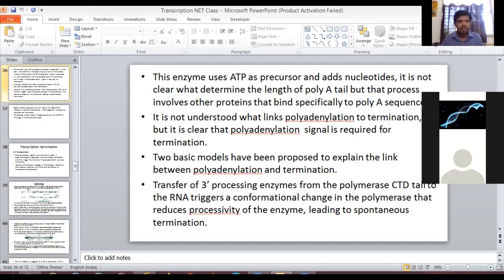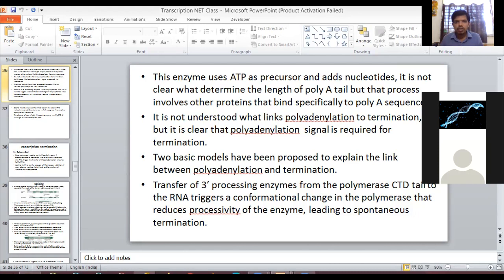Then the next one is that the second model proposes that the 5' cap on the RNA molecule is sensed by the polymerase, which recognizes the transcript as improper and terminates. According to the two models, it is given in the Watson book. So according to the second model, it says that capping itself is responsible for the polyadenylation. The absence of the cap reflects the capping enzyme on the RNA molecule at this stage of the transcription cycle.